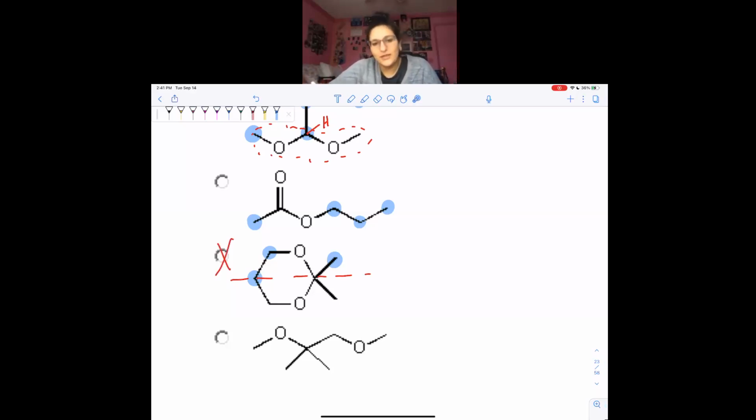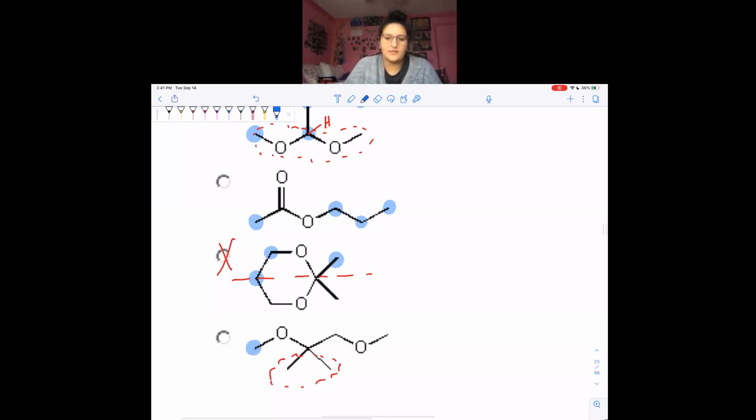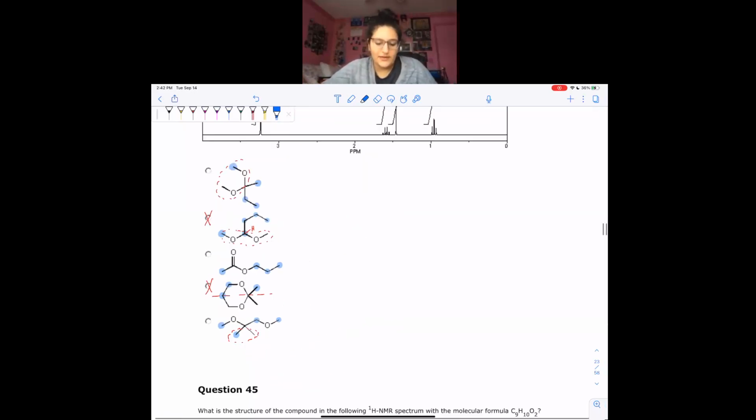For this last one, he likes to try to trick you. So this almost looks like it's symmetrical, but it's not. So we only have internal symmetry. So again, let's go left to right. 1 signal, 2 signal, and that's exactly the same as this one. No signal here because there's no hydrogens. 3, 4. Okay, so we got rid of 2 of the answer choices just by counting signals. So we have a great place to start.